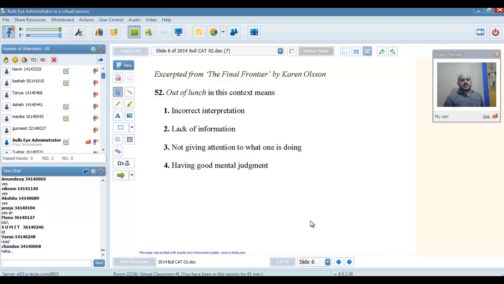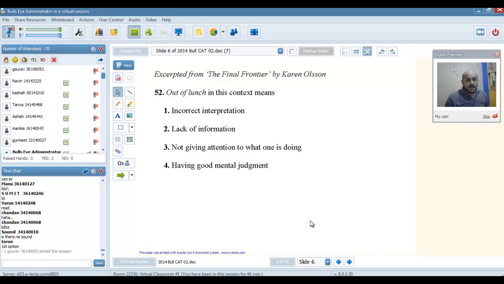Okay guys, the first question, 52: out of lunch in this context means. This is a really easy question. In case you got it wrong, what you do is pick up your right hand, move it a little away from your body, and quickly swing it towards your face, because this is that simple.